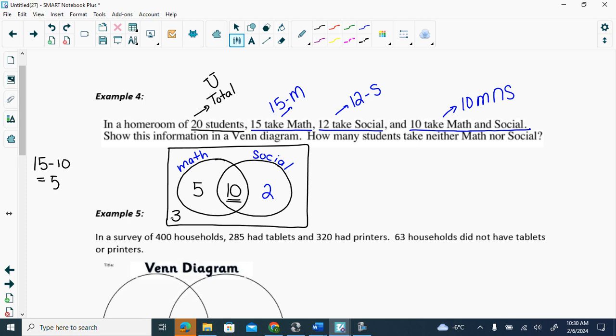Okay? Remember, the universal set was 20, right? So I need to have 20 inside that box. That's when we draw a box. Okay, then we can answer any questions. So this one says, how many students take neither math nor social? How many?